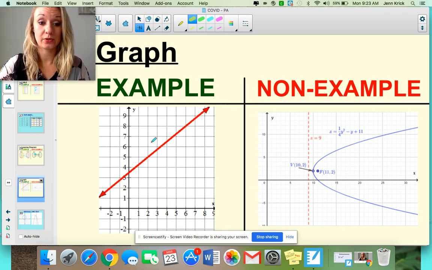So if I was looking at this graph and I draw a vertical line going down, notice that it only hits your graph here one time. It hits one time. That makes it a function.